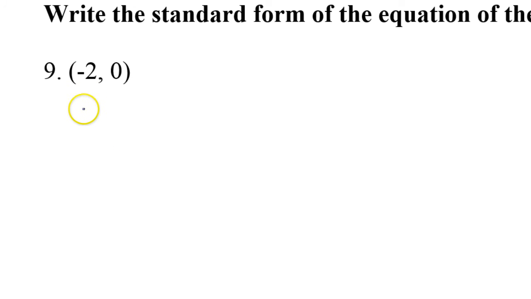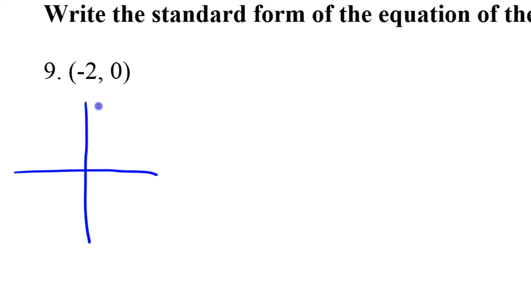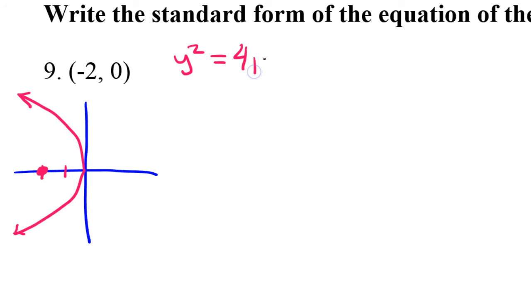Let's do a quick sketch. Here's my y-axis and x-axis. This is the focus at -2, 0. So here's the focus right here, which means that we're looking at a parabola that is opening to the left. So this is a sideways parabola. That tells us that we're going to have y squared equals something. Y squared is equal to 4p times x to be exact.